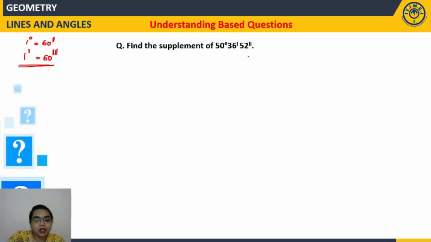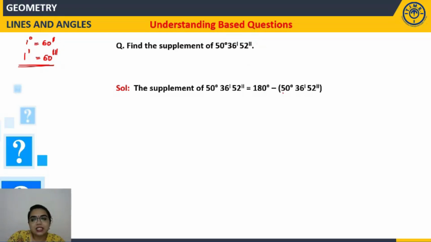How will we do that? What do we mean by the supplement of this angle? It means if you add any angle to this, you need to get 180 degrees. So what will that angle be? It will be the difference of 180 and this particular angle. Yes or no? So 180 degrees minus 50 degrees, 36 minutes and 52 seconds.